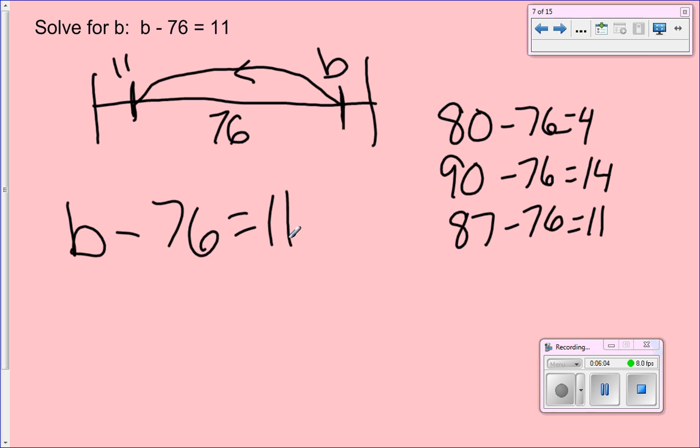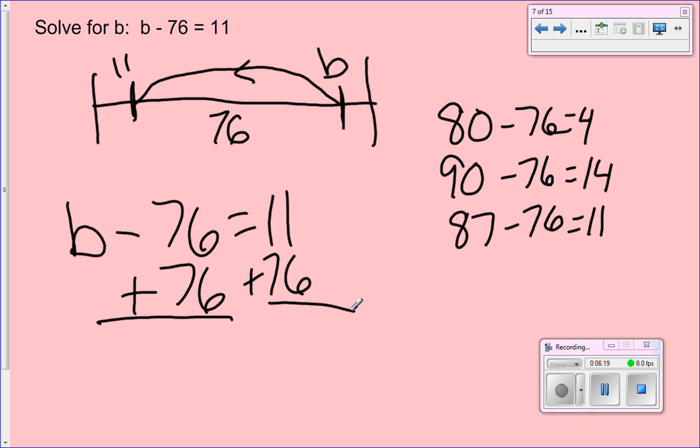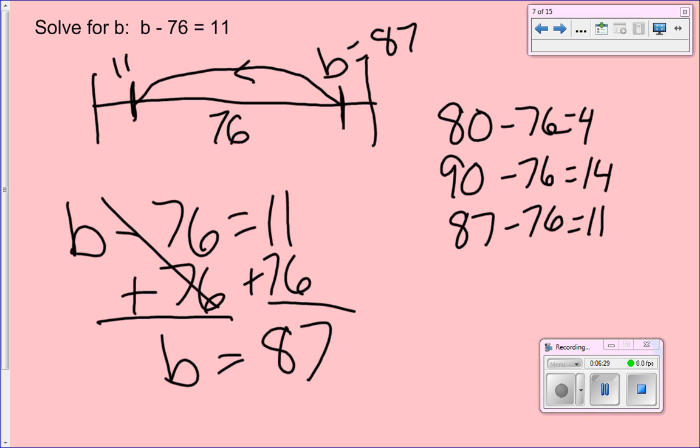And so right now I'm taking a number and subtracting 76 from it. So if I want to try to keep this balance and cancel out my 76, I'm going to add 76 to both sides of the equation. So what I'm left with is B equaling 87. So my answers jive. I know that this B is worth 87, and that solves that equation.